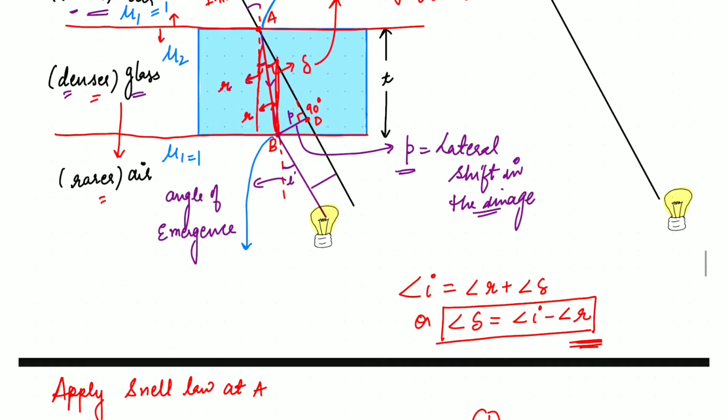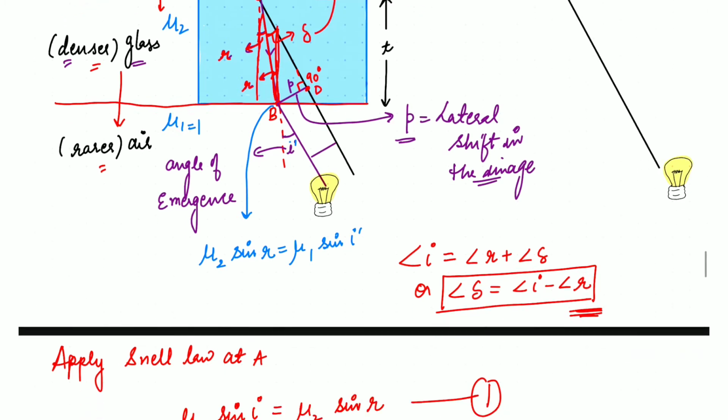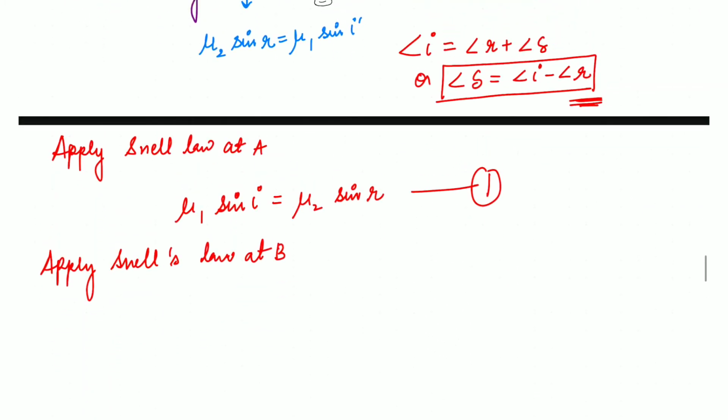Okay, great. Now at point B, I can write refractive index of glass times sine of angle R is equal to refractive index of air times sine of angle I dash. Yes or no? This is your I dash. Now let me write that here: refractive index of glass sine of angle R is equal to refractive index of air sine of angle I dash. This is equation number 2.